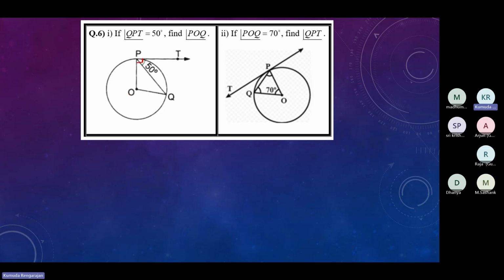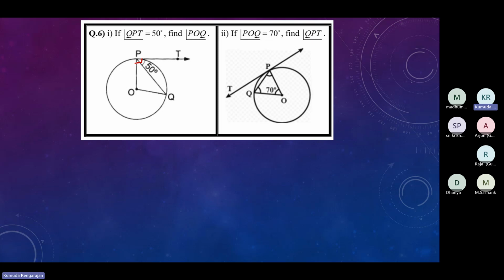So this one is 90 because radius tangent perpendicular. So 90 minus 50, this is 40. Now this one is an isosceles triangle because OP radius, OQ radius. So this side is equal to this side. So if this is 40, this is also 40. So 180 minus 80, this one is 100 degrees. POQ is equal to 100 degrees.